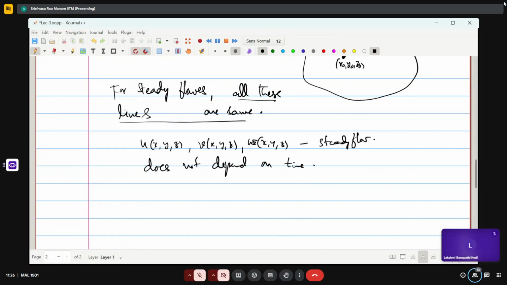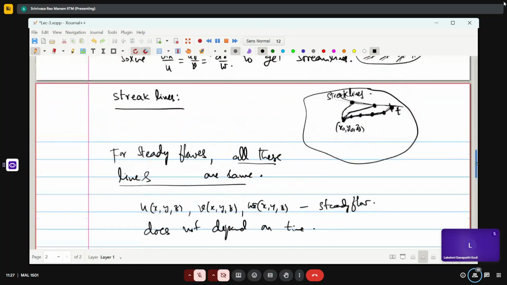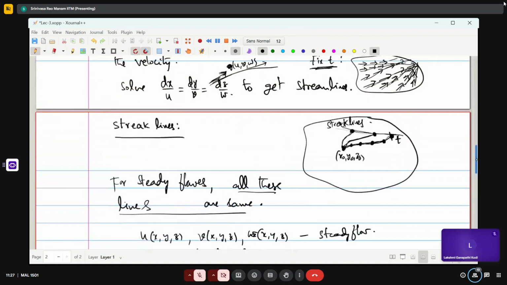So that is the streakline for steady flows. For unsteady flows, for example, you release some smoke. When you release the smoke, at one point, if you observe one particular path, it will take another path. Through the same point, it may take another path. So this is your streakline.